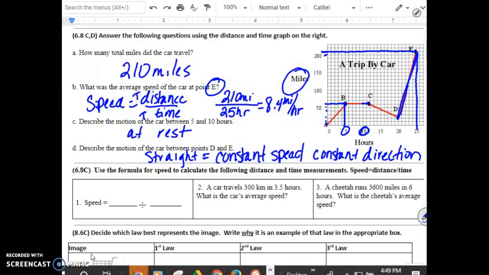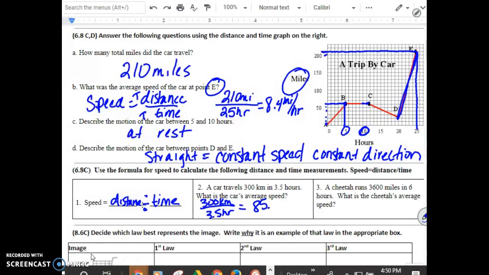Okay, use the formulas for speed to calculate the following distance and time measurements. Speed is distance divided by time, so speed equals distance, divided by time. Number 2, a car travels 300 kilometers in 3.5 hours. What's the average speed? Very simple. We take 300 kilometers divided by 3.5 hours, put it in our handy calculator that we all get to use this year, and our answer is 85.